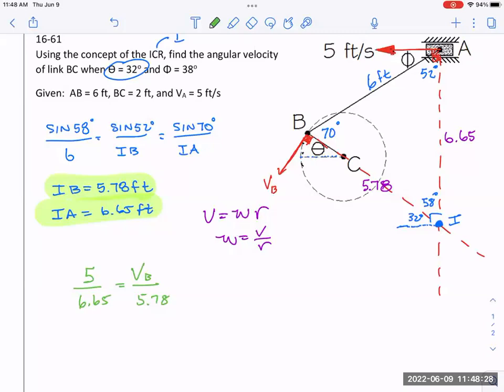So if you don't blow that, you get the velocity of B. And notice the proportion. 5 is to 6.65. Well, 5.78 is less, so I'd expect the velocity of B then to be smaller. And sure enough, when you punch buttons, you get like 4.33 for that, approximately. So I'm going to recalc that. .35 actually.